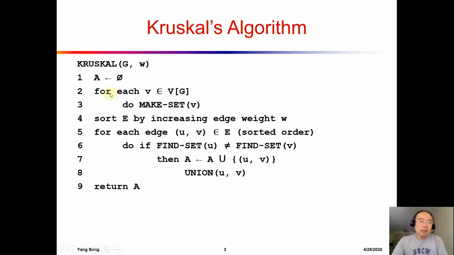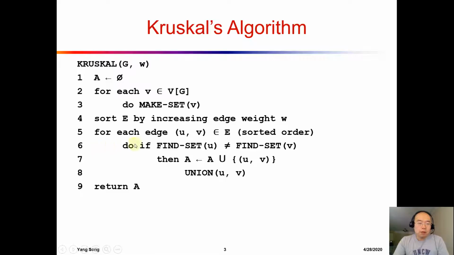And at the very beginning, we just set the A to be an empty set. So this phi means an empty set. And then for each of the vertex, I make a set for them. So for each single vertex, I make a set. Okay, so if we have V vertices, then I'm going to make a total of V sets. Okay, and then we want to do a sorting for each of the edges. We want to sort them based on the weight.